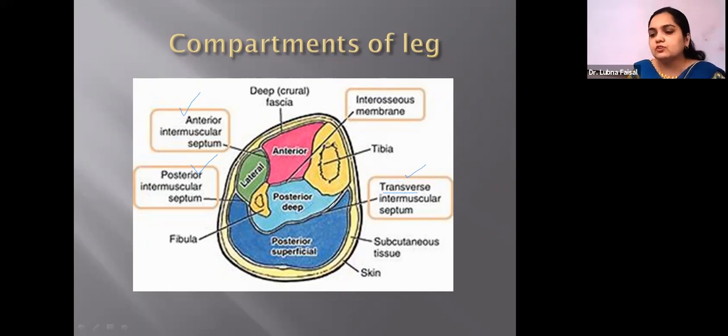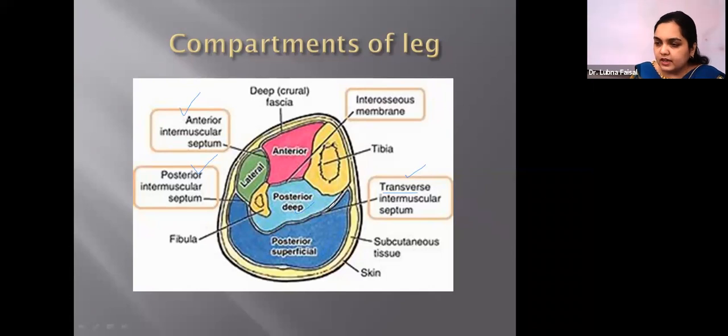The superficial group of muscles contains three important muscles that are responsible for the prominence of the calf muscles. These are the lateral and the medial head of the gastrocnemius, the most superficial muscle. Then we have the soleus and plantaris. The deep group contains four muscles. The total number of muscles present in the posterior compartment of the leg is 7.